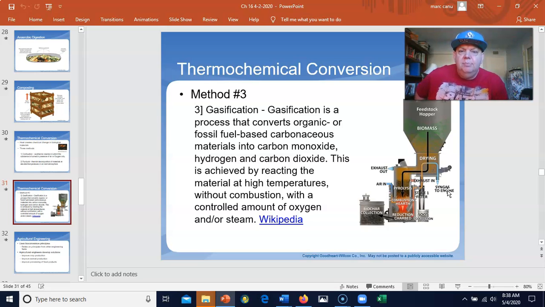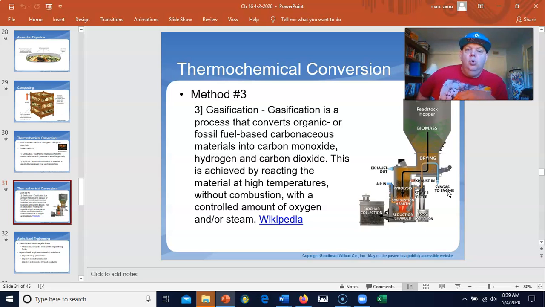Gasification, that's a process that converts organic or fossil fuel based carbonaceous materials into carbon monoxide, hydrogen, and carbon dioxide. Wow. What are you talking about here? Look, when we talk about organic or fossil fuel based carbonaceous materials, carbonaceous means that it's like the main thing. It is the main part. And if you think about organic things, carbon, oxygen, hydrogen are your big three pieces that are there. Okay, as far as organic.